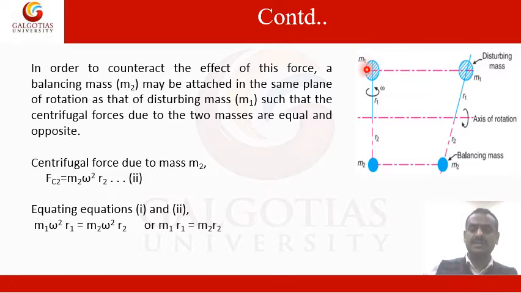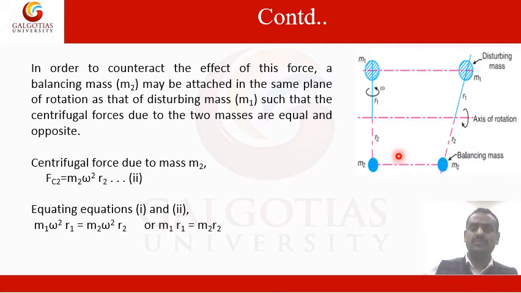In order to counteract this centrifugal force produced by the disturbing mass, another mass is attached in the same plane. The magnitude of that mass is m2, which is at a distance of r2 from the axis of rotation. The second mass also will produce a centrifugal force, that is Fc2. The centrifugal force produced by the mass m2 is Fc2 equal to m2 omega square r2, where m2 is the balancing mass, omega is the angular velocity of the shaft, and r2 is the radius of location of mass 2.